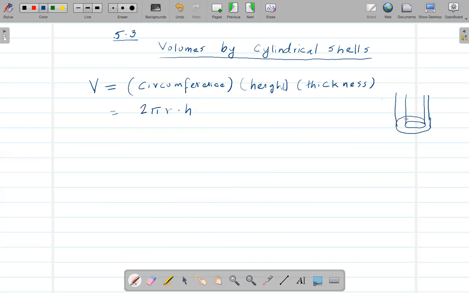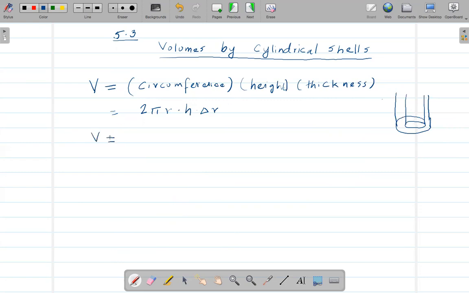So basically the thickness is this one. That thickness, we can say, is the change in r, the bigger r minus the smaller r. So that is defined by this. Now, how do you write this in a mathematical formula?